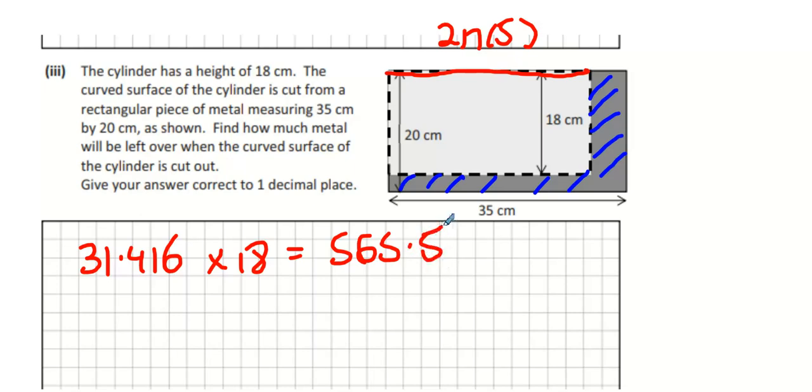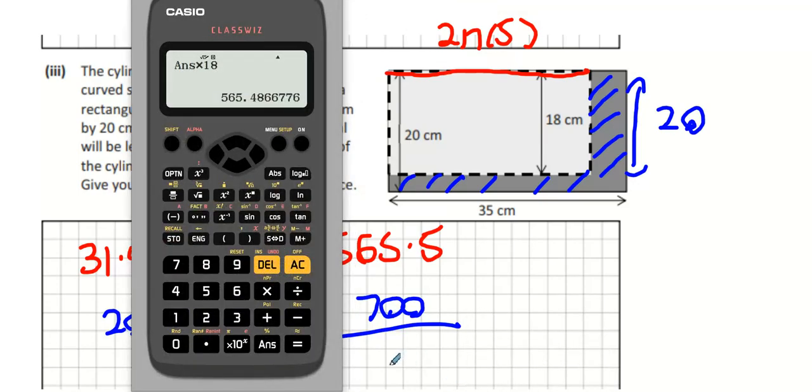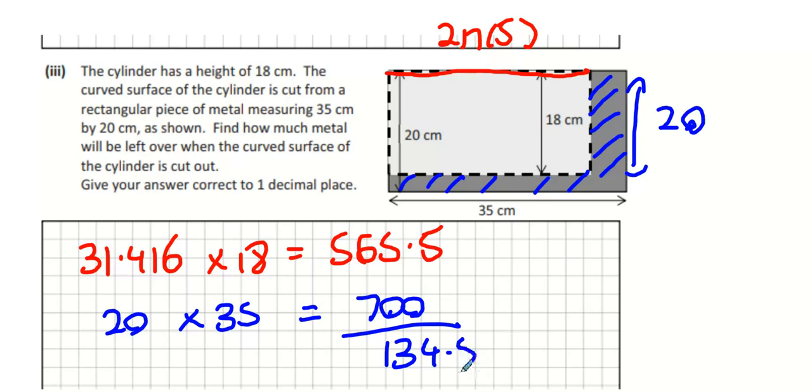Okay. Does everybody see the outer rectangle? What size is the outer rectangle? 35 times 20. And I can tell you now that that's 700. And then take away 700, take away 565.5. Excellent. 134.5 centimeters squared. We all cool? Okay. Let's go again.